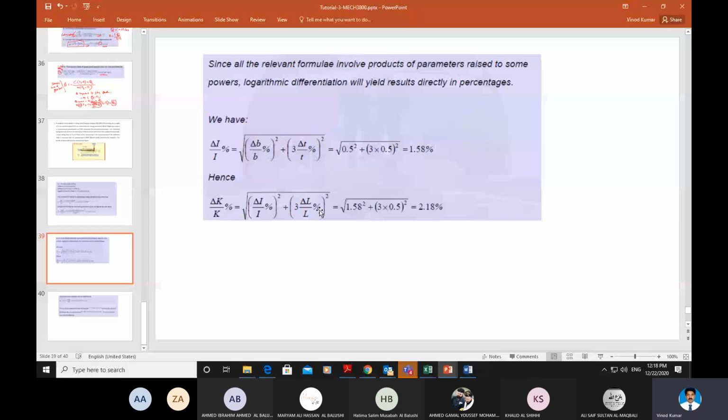Any doubt in this percentage? This one we studied last time. Any doubt in this percentage calculation? No, doctor. This is simple. Using the equations we have to do that.